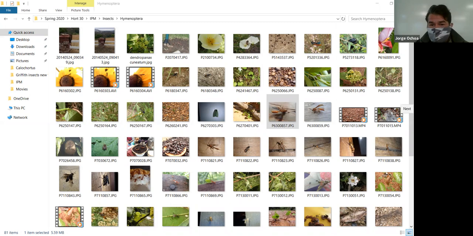Here's another one. A wasp. That's the ichneumonic from a different view. So very slender waistline, very long antennae, but very long egg-laying apparatus, and you can see the membranes of the wings, or the veins. There's a different view.